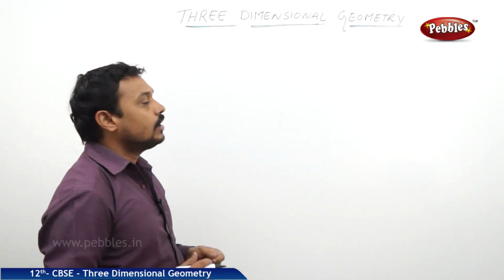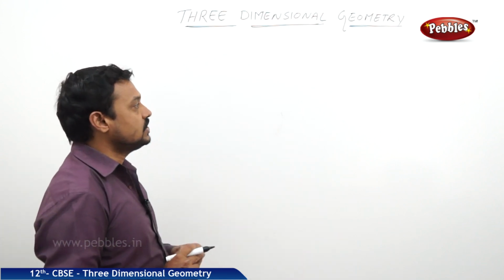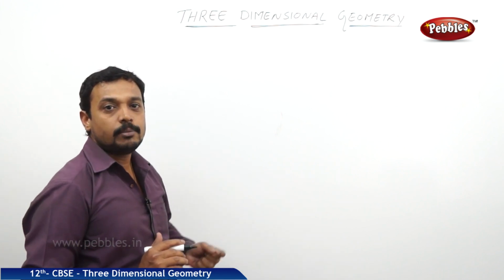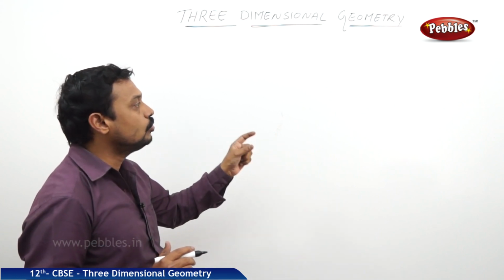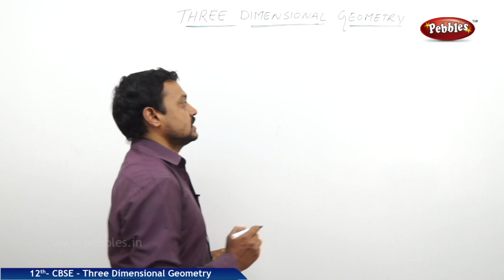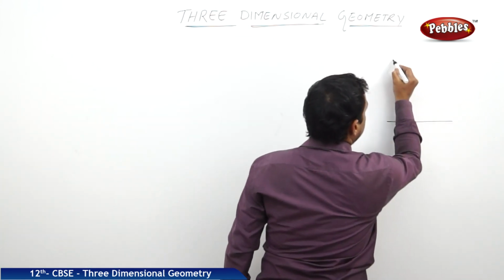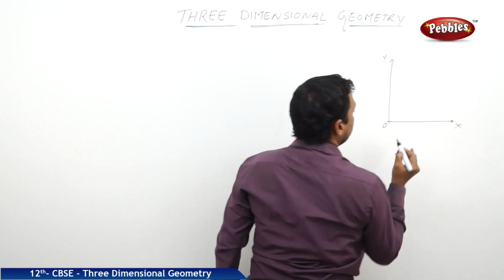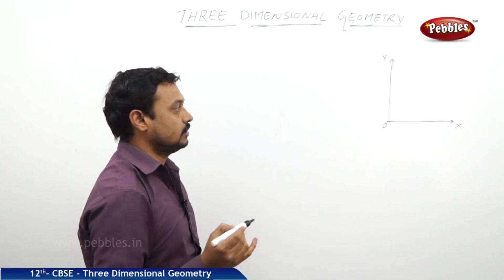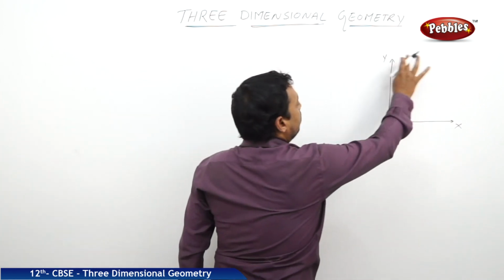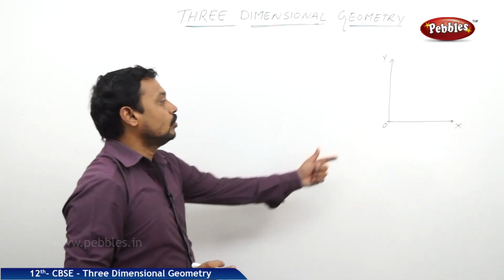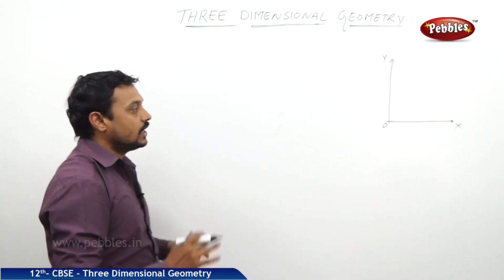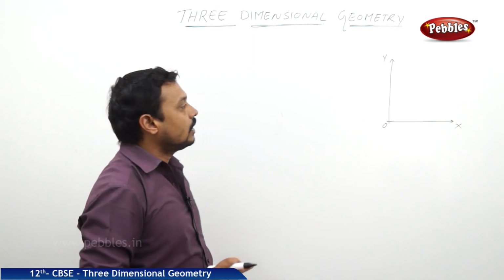Now, in 11th standard you already studied about two-dimensional geometry. What is two-dimensional geometry? It is the geometry defined by two mutually perpendicular axes, like the x and y axes. This is the x-axis and this is the y-axis, and the point of intersection of these two axes is known as the origin. So the geometry defined by the two coordinate axes is called two-dimensional geometry. It was already studied last year.